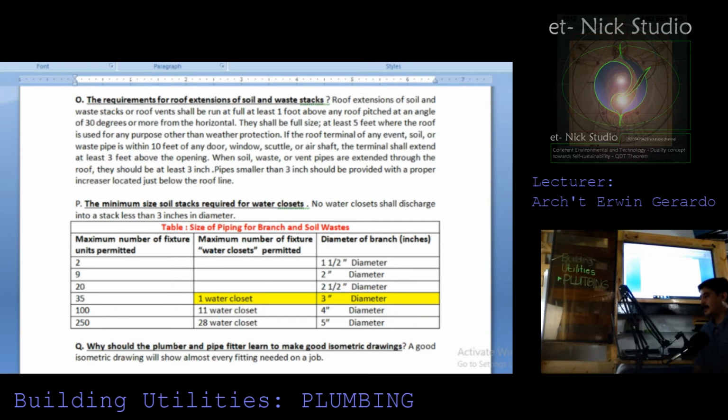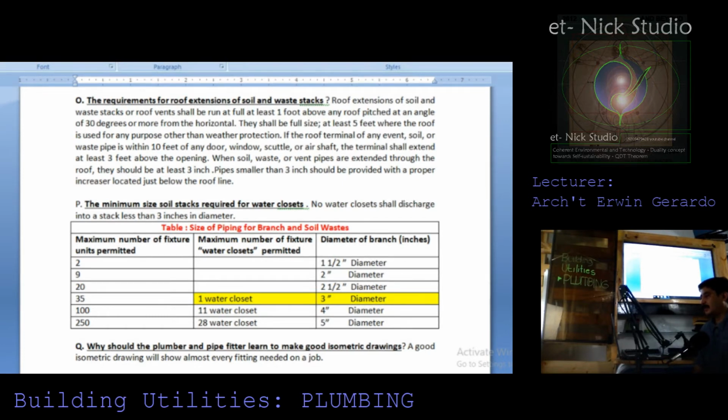They shall be full size, at least 5 feet, where the roof is used for any purpose other than weather protection. If the roof terminal of any vent, soil, or waste pipe is within 10 feet of any door, window, scuttle, or air shaft, the terminal shall extend at least 3 feet above the opening.